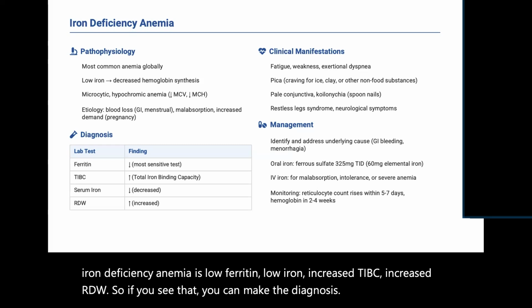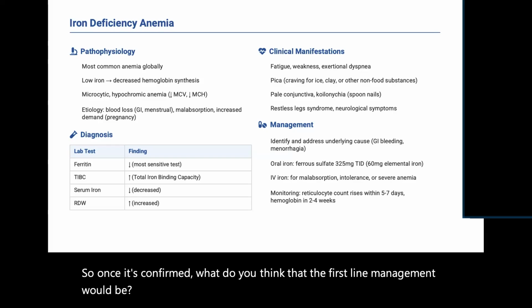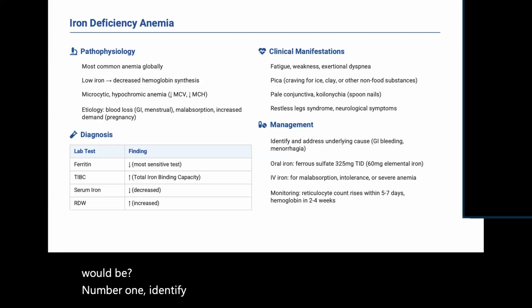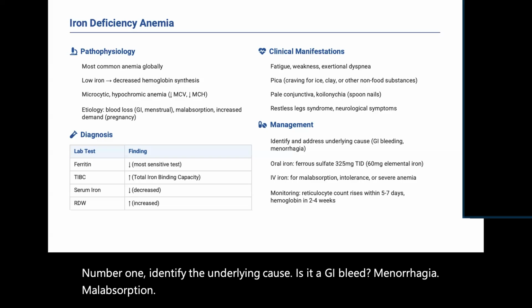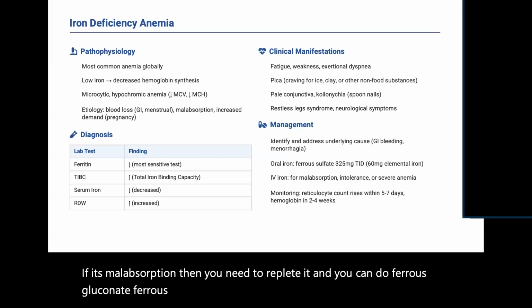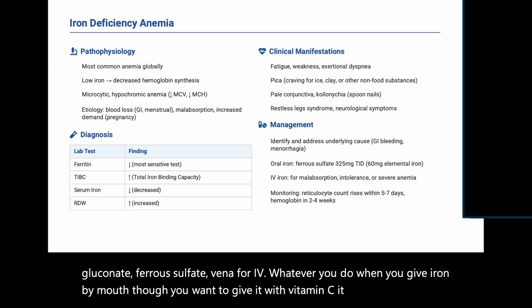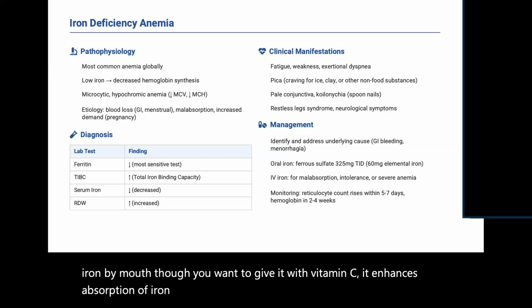So once it's confirmed, what do you think the first line management would be? Number one, identify the underlying cause. Is it a GI bleed, menorrhagia, malabsorption? If it's malabsorption, then you need to replete it. And you can do ferrous gluconate, ferrous sulfate, Venofer, IV, whatever you do. When you give iron by mouth, though, you want to give it with vitamin C. It enhances absorption of iron. So iron with a vitamin C supplement, that can help you boost it up.